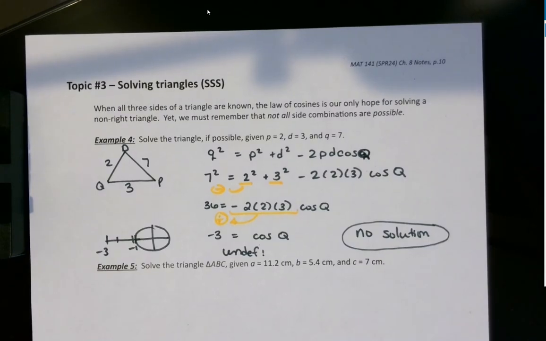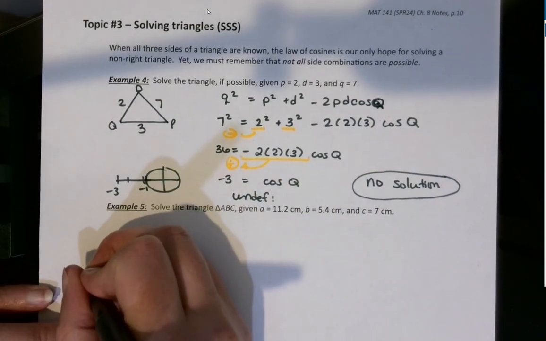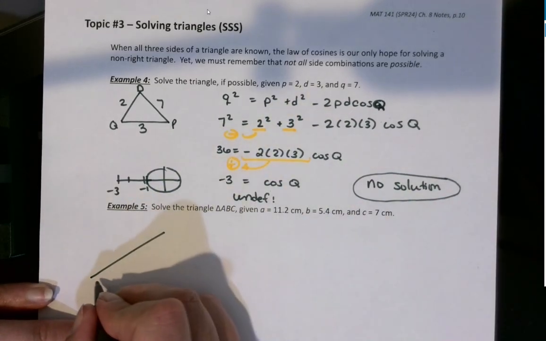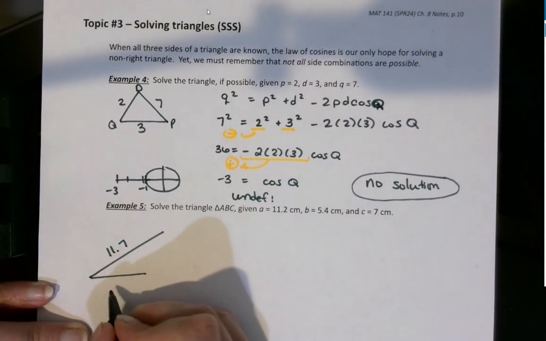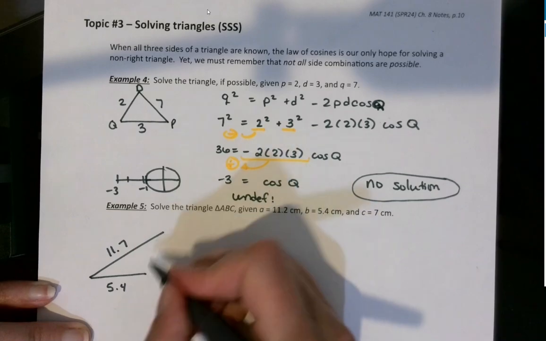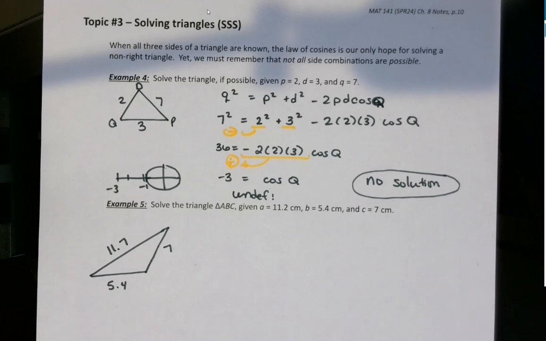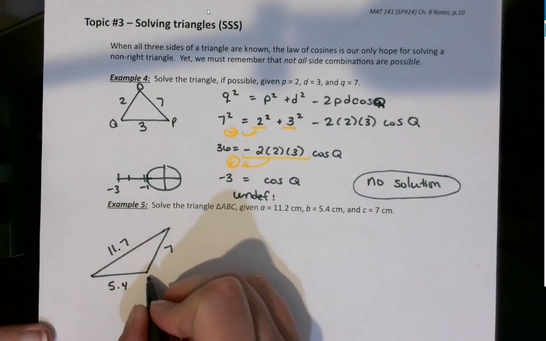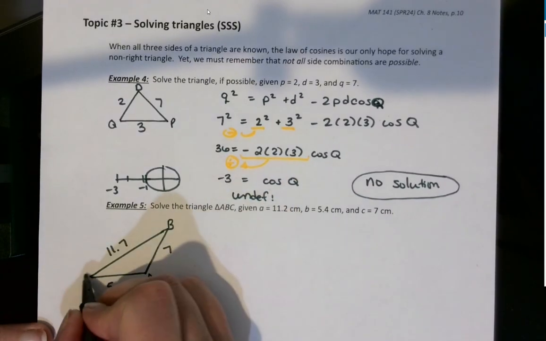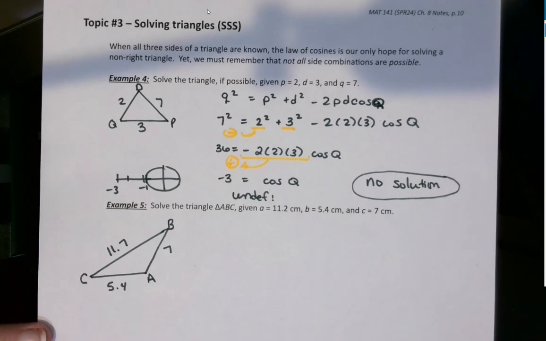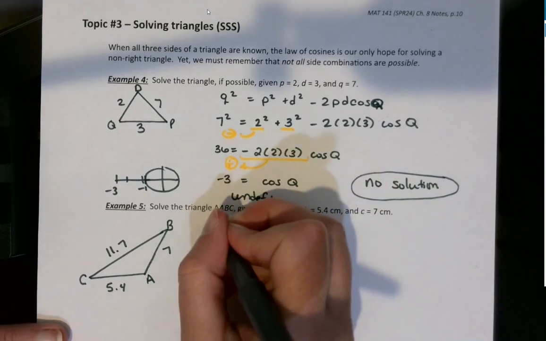Let's look at another one. Hopefully this other one does have a solution, does exist. I've got a really long side length A compared to the others. So this is going to be 11.7. And I've got a shorter side of 5.4. And then a medium side here of 7. So my triangle looks something like this. If that's little a, then that's capital A. Little b, so this is capital B. Little c, so this is capital C. And we can solve for any of our angles. I'm going to go ahead and solve for angle A first.